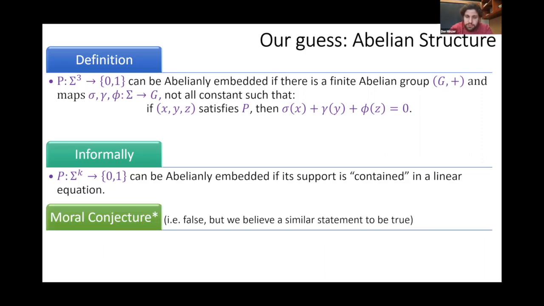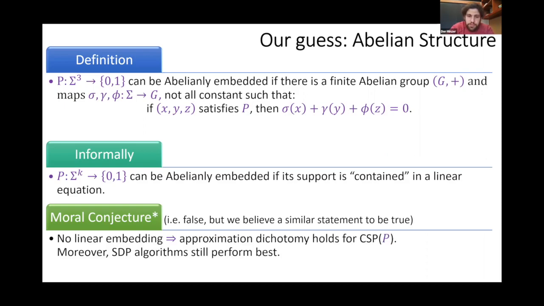And here is the moral conjecture. And when I say moral, I mean this is false, completely false. But we believe that something close in spirit should be true. So the moral conjecture says that if you have a predicate that does not have any linear embeddings, meaning it's not contained in any linear equation, then the approximation dichotomy conjecture should be true for CSPs. And on top of that, SDPs, meaning semidefinite programs, should still be the best algorithms possible for this. So again, the high-level message here is: if there is no linear structure, then SDP is still the best. You still cannot do anything better.